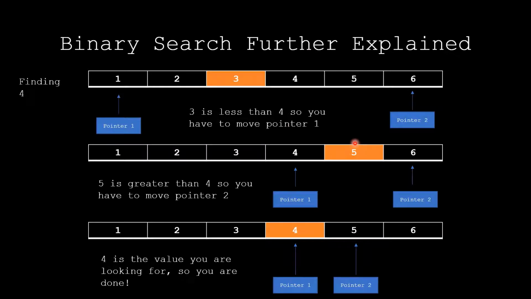Then the new middle value is 5. And 5 is greater than 4. So you're going to have to move pointer 2. And just for simplicity, I'm not going to move it to 4 because then pointer 1 and pointer 2 will be in the same value. So I'm just going to move it to 5 for now. And then you find the middle value of these two, and that's 4. And 4 is the value you're looking for. So you're done.